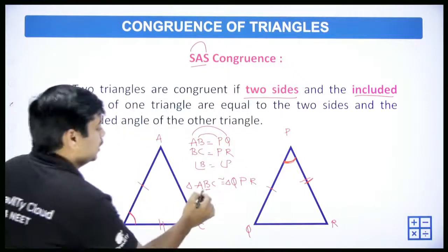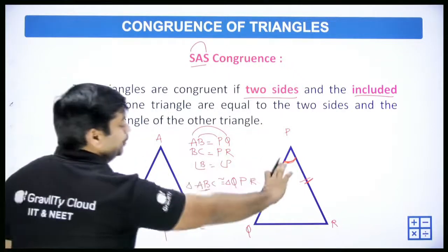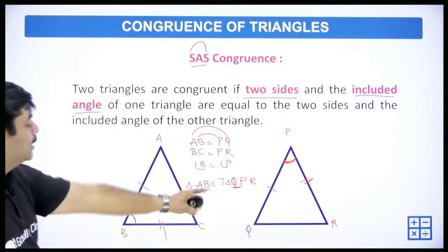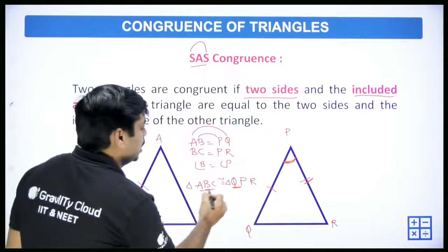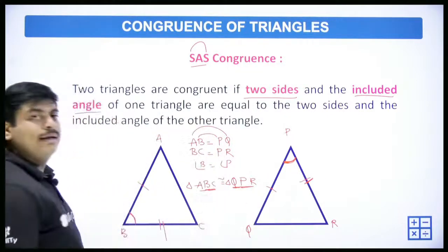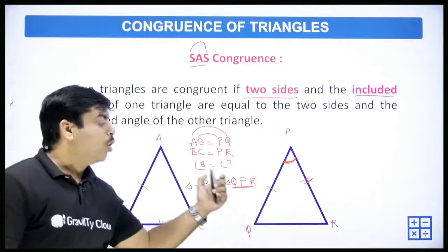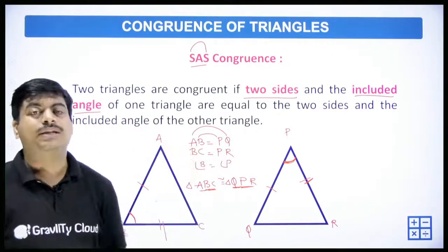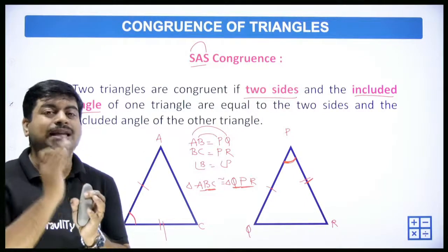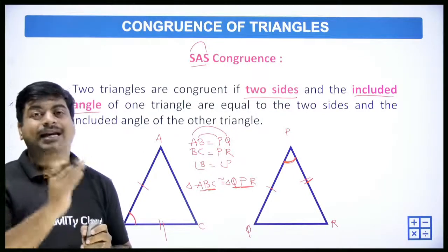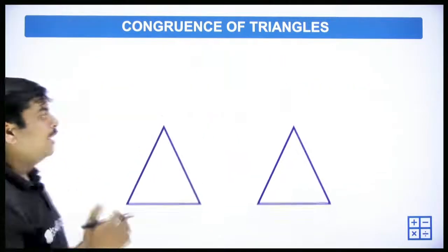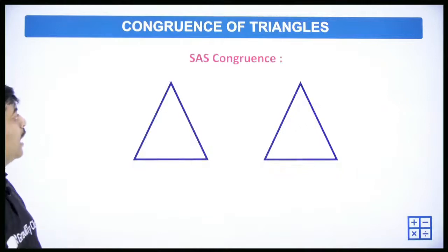Because the first one is AB, which should be equal to PQ or QP. PQ or QP are the same. The next part is BC, which should be equal to PR. Yes, it is PR, right? So you cannot change the order, and if you change the order, we cannot say that these two triangles are congruent. So we have discussed SAS congruency and AAA congruency. Now let's come back to the same question which we were left with in the last class.